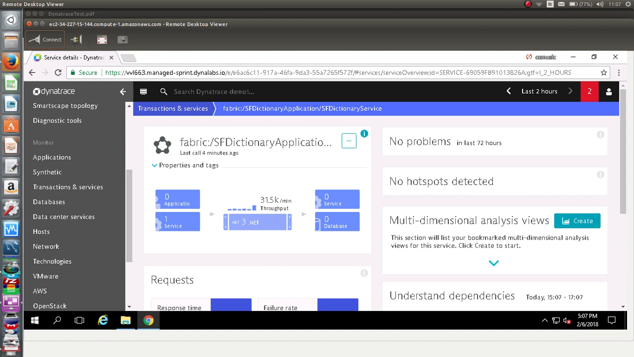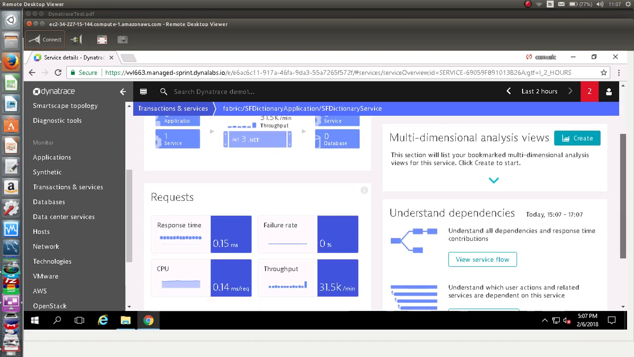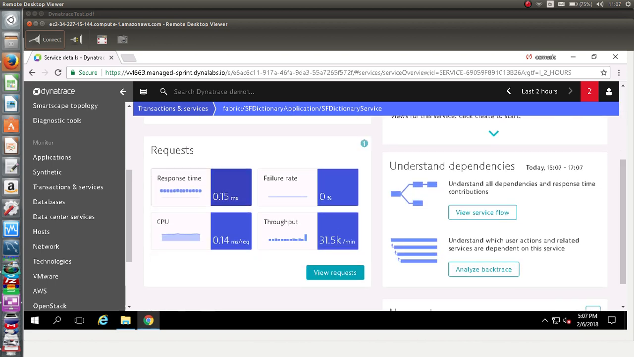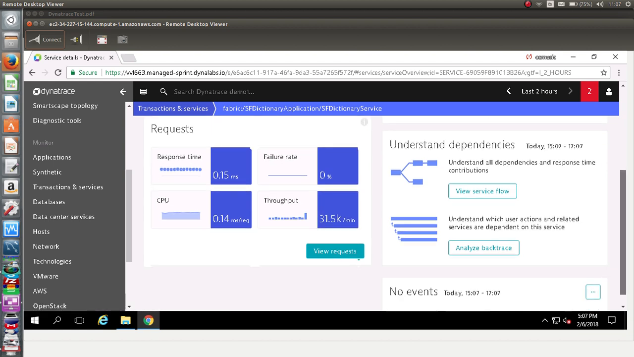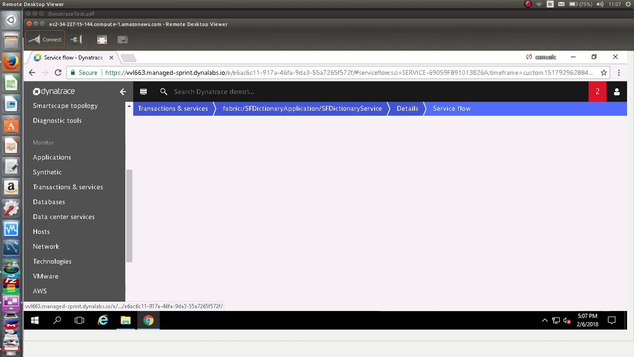This service is using .NET. It has been called by one service. It is not calling anything. We have the requests, what the time is for the CPU, and what the requests are that we are working with. Okay, so here we have the service flow view.